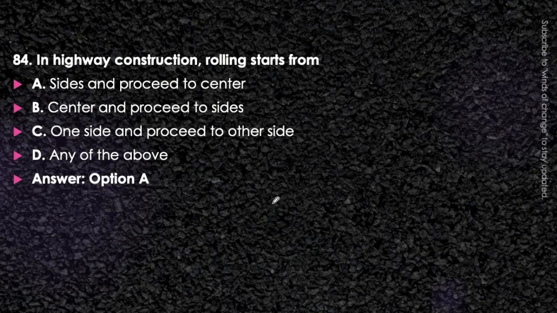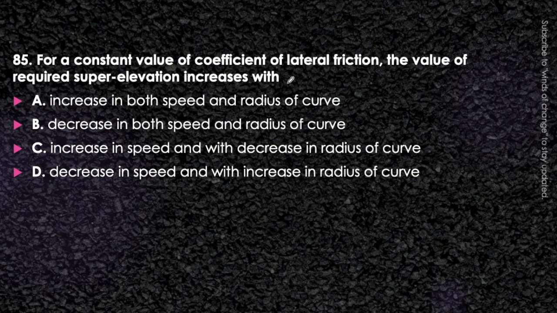Okay. Next question. For a constant value of the coefficient of lateral friction, the value of the required super elevation increases with increase in both speed and radius of curve, or decrease in both speed and radius of curve, or increase in speed and decrease in radius of curve, or decrease in speed and increase in radius of curve. We are talking about the super elevation, and f, that is the coefficient of lateral friction, is constant. Just think about it. Can you recall the formula for it? That is e plus f equal to V square upon 127R.